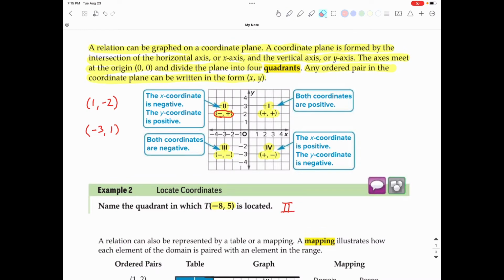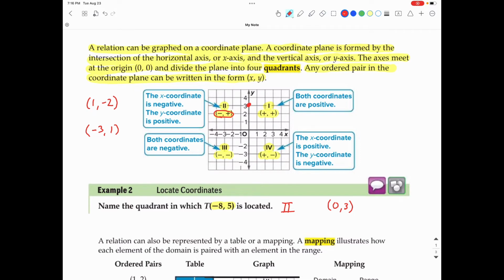What if a coordinate doesn't have a positive or negative number? What if the coordinate contains a 0? Let's say we were asked the same question, and the coordinate that locates the point is 0, 3. 0, 3 means you wouldn't go left or right at all, you would just go up 3. So that point would be located right there.